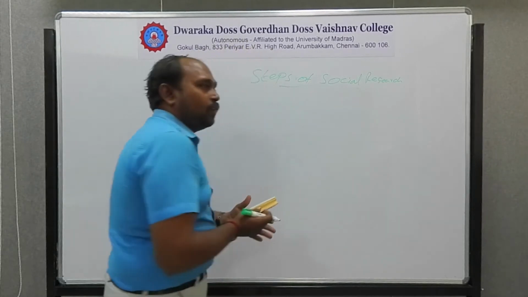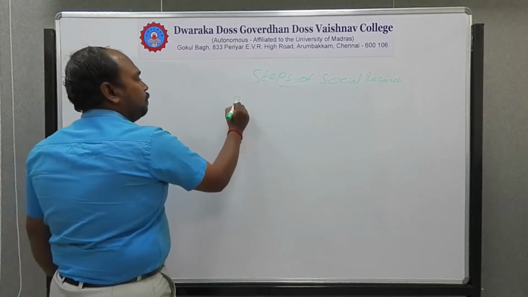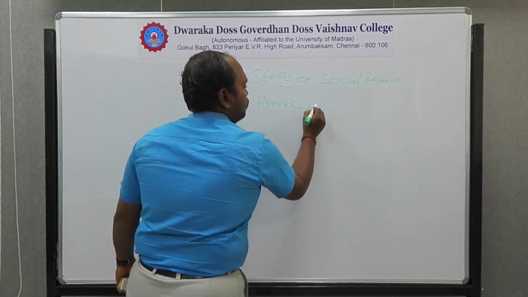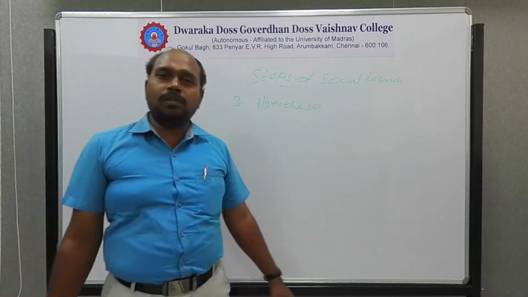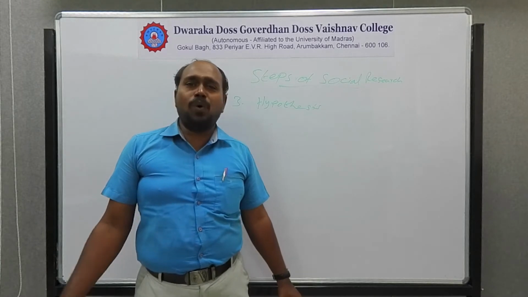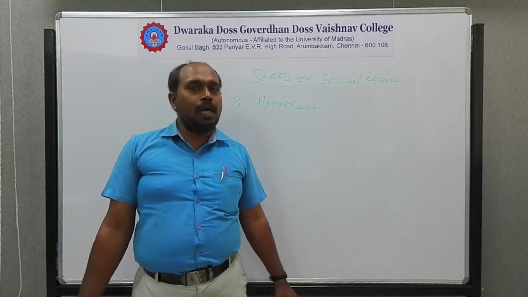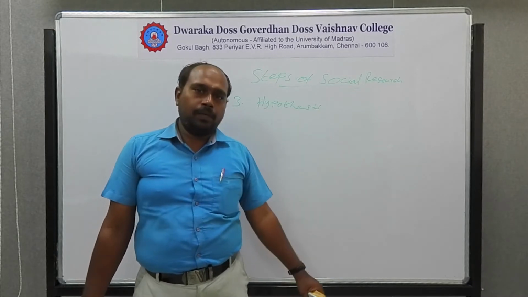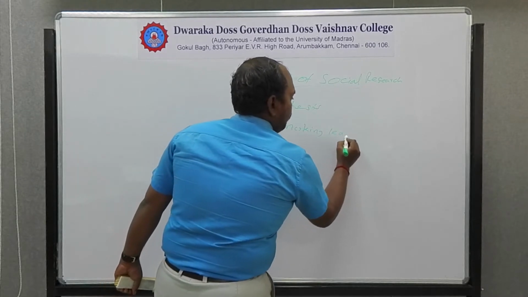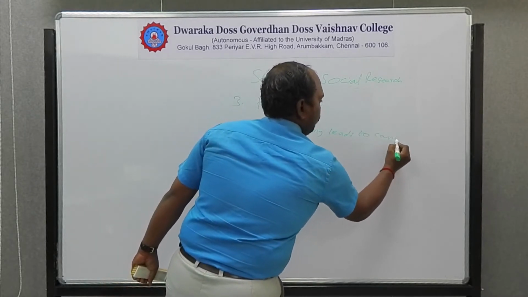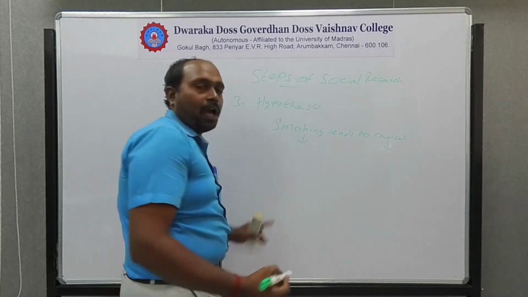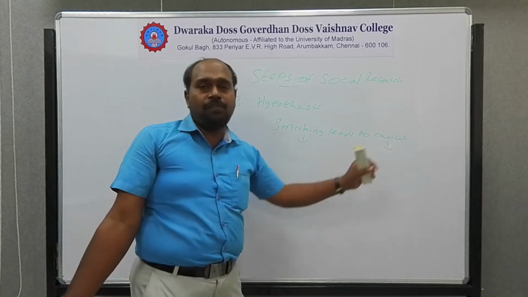After going for the review of literature, the third point is hypothesis. Formulating hypothesis. Hypothesis is a tentative statement which relates one or more variables. For example, smoking leads to cancer. Here, smoking leads to cancer. Dependent variable, independent variable. We have to identify the dependent variable and independent variable.